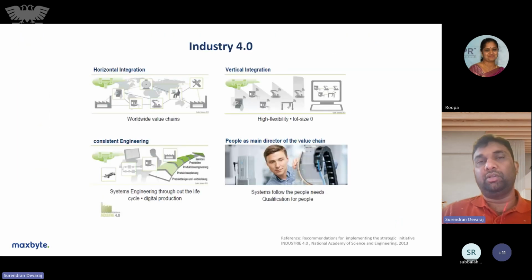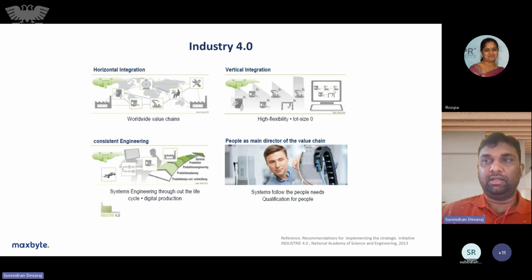And the four key concepts of Industry 4.0 again is kind of horizontal integration, where we want to completely horizontally deploy that particular IoT integration. Then we go for the vertical integration, where we go for level-based assets vertically through the factory, and then how that can be made consistent, like a multi-factor implementation. And again, how people can be brought into that particular value chain is one of the key critical aspects. So these are the four pillars of Industry 4.0.